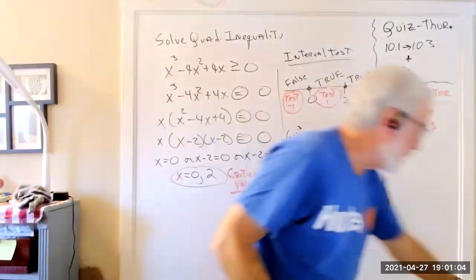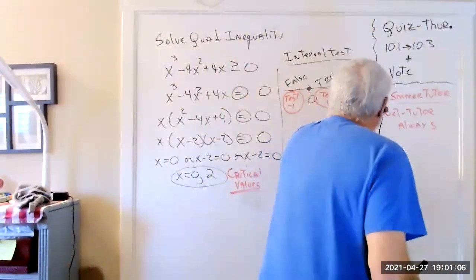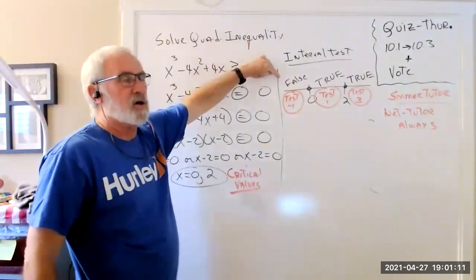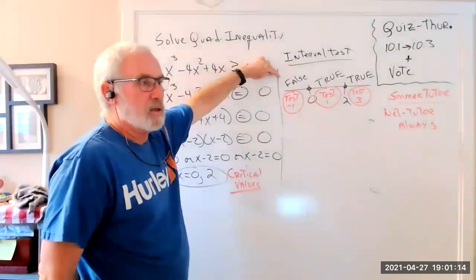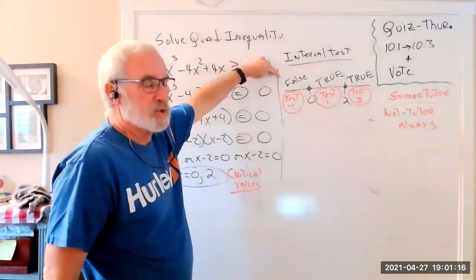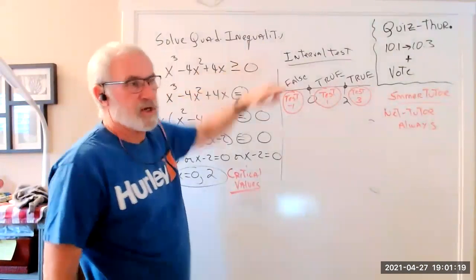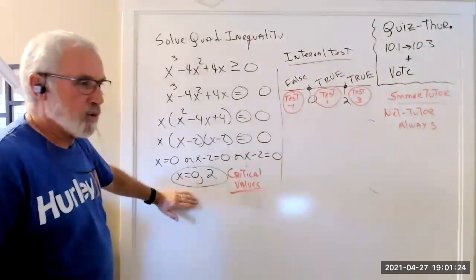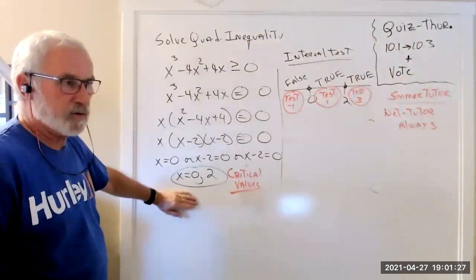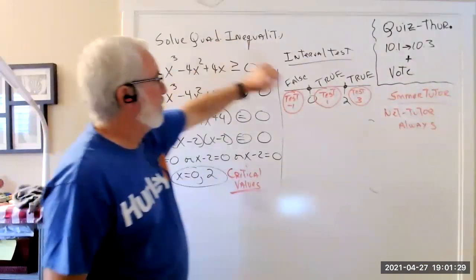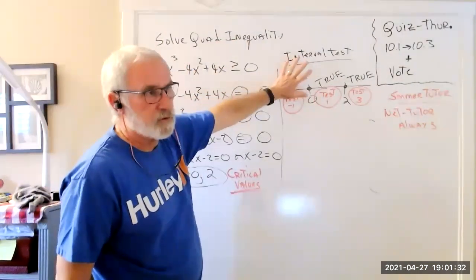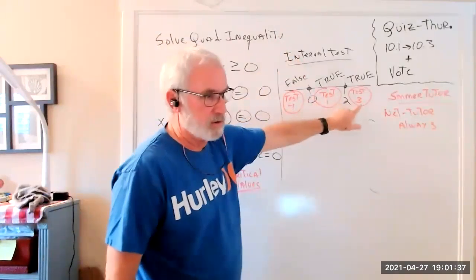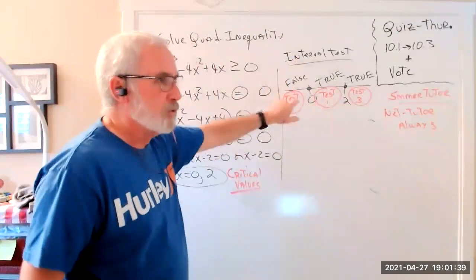Now, I want to erase my work. If I don't see this on exam number 3, you will automatically lose 2 points off of this test. So the way this is going to be graded is you're going to get a couple points for getting the correct critical values. You're going to get a couple points for showing me the intervals with the words true and false and your test numbers on there. If you don't show me that, you're going to lose those points.